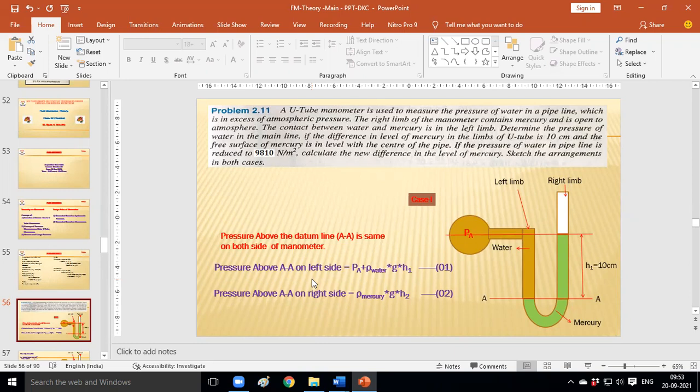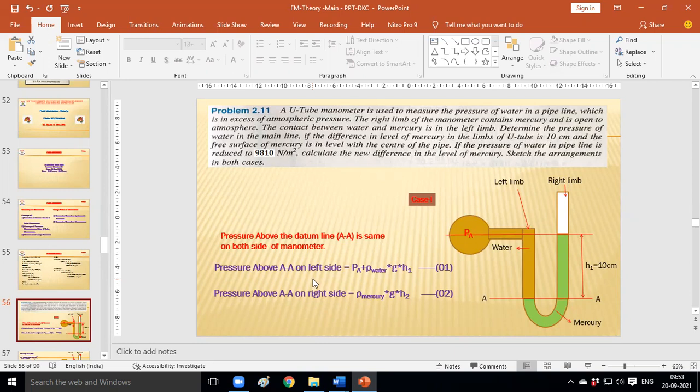If the pressure of water in the pipeline is reduced to 9810 Newton per meter cube, calculate the new difference in the level of mercury and sketch the arrangement in both cases.